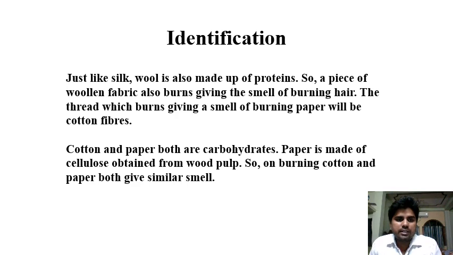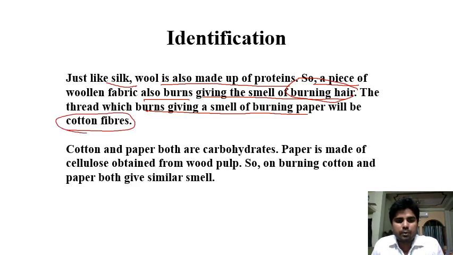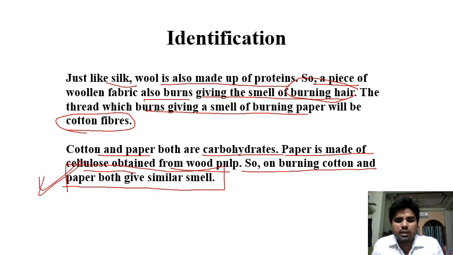Now see student, just like silk, wool is also made up of proteins. So silk and wool both are made up of proteins. So a piece of woolen fabric also burns, giving the smell of burning hair, because we know that hair is also made up of keratin protein. The thread which burns, giving a smell of burning paper, will be cotton fibers. The cotton and paper both are carbohydrates. Paper is made up of cellulose obtained from wood pulp. So on burning, cotton and paper will both give a similar smell, because both contain carbohydrate.